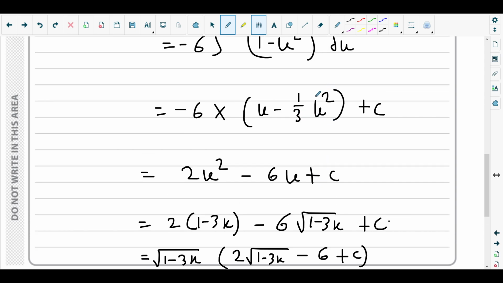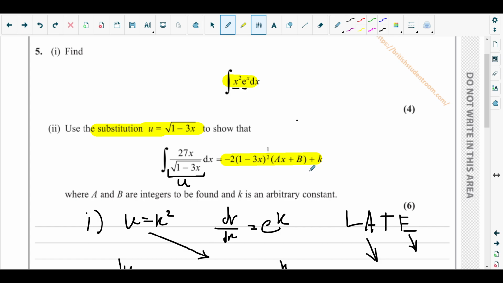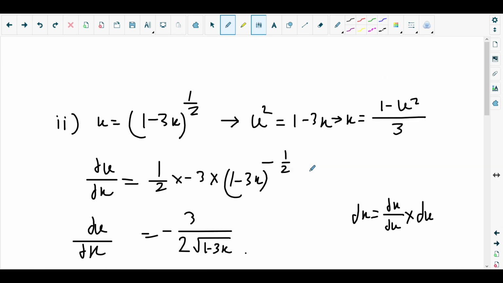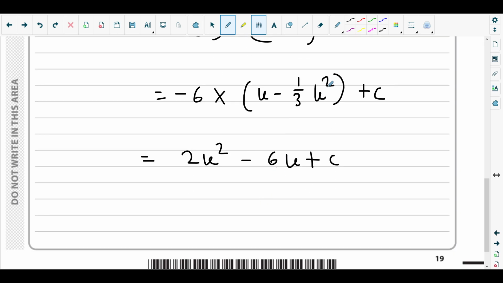1 over 3 u squared, that should be 1 over 3 u cube. That's what we missed here. It should be 1 over 3 u cube. So let's see, we should write 1 over 3 u cube there. It should be u cube. So what would be the case? Twice u cube minus 6u plus c.